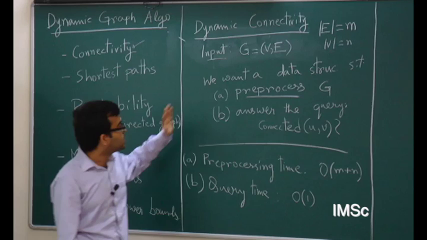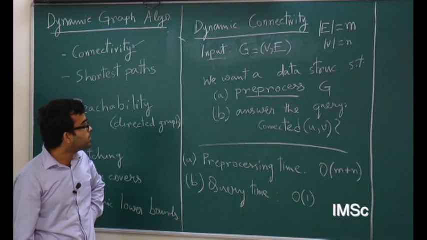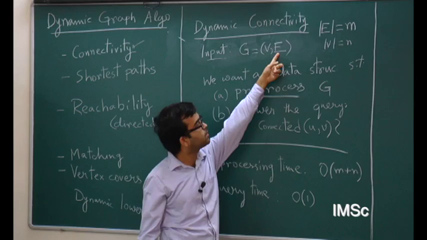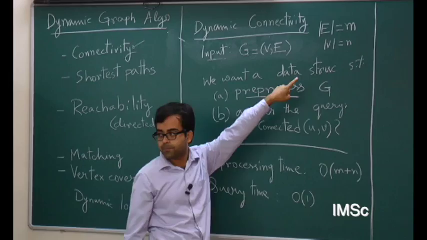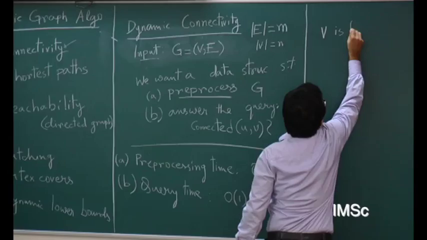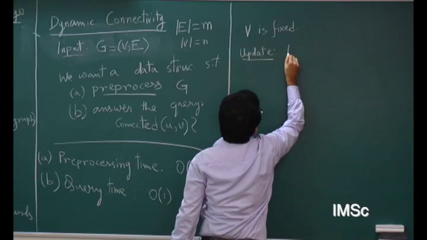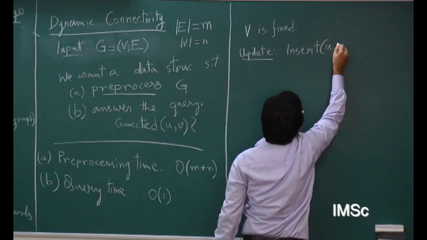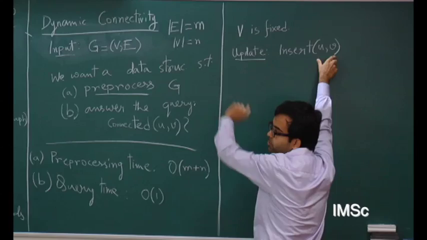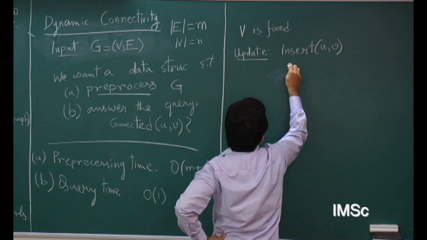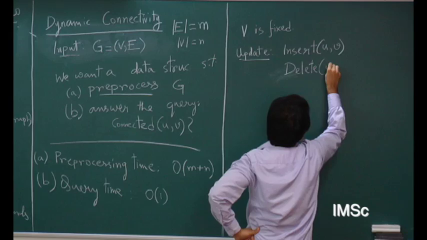Okay, this is the static setting. Simple. What is the dynamic setting? Now, at each step, an adversary either inserts an edge into this set or deletes an edge. The node set remains fixed, okay? So, V is fixed and we call this thing an update. What is an update? Either insert an edge UV into E. This edge does not currently belong to E, but you insert this. Or the update can be, sorry, delete UV.